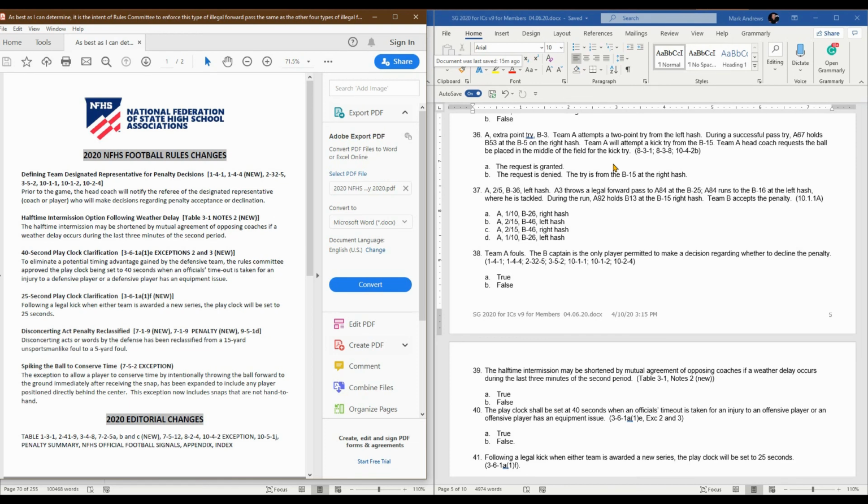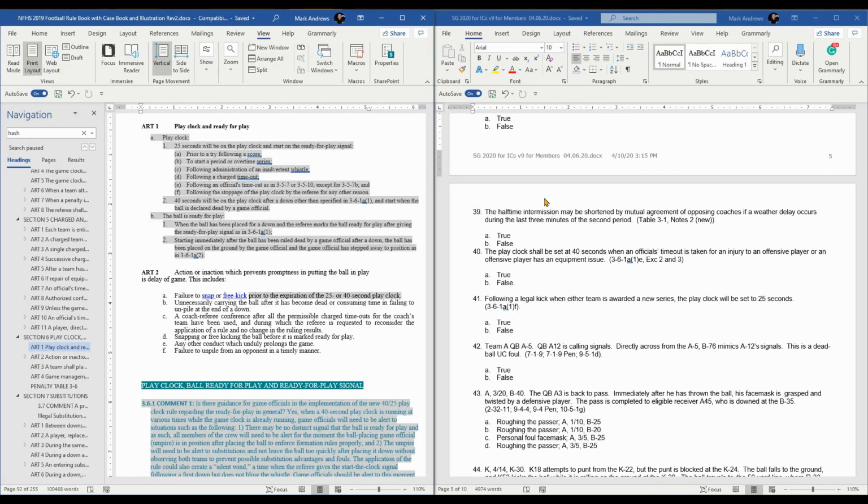Okay, question 39. The halftime intermission may be shortened by mutual agreement of opposing coaches if a weather delay occurs during the last 3 minutes of the second period. This is a new rule, so I don't have the new rule book yet, but you can see over here the NFHS new rules right there. Halftime intermission option following weather delay. The halftime intermission may be shortened by mutual agreement of opposing coaches if a weather delay occurs during the last 3 minutes of the second period. That's exactly what it said, so it's true. A, true.